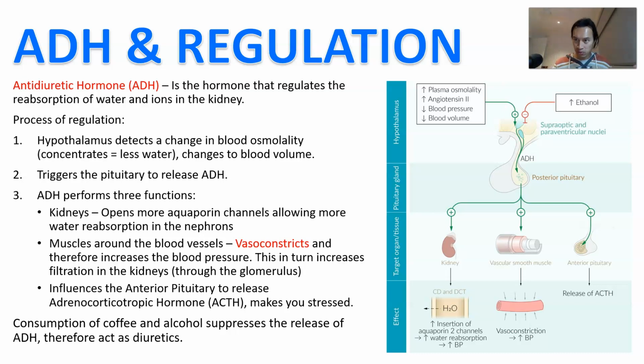Certain things are going to influence this process. So for example, consumption of alcohol and coffee is going to suppress the release of ADH, and therefore these particular materials are going to act as what we call a diuretic, right? And so what an anti-diuretic does is increase the reabsorption. Well, coffee and alcohol suppress that process, and so that's going to make you pee more, and then you get really dehydrated when you drink a lot of alcohol.